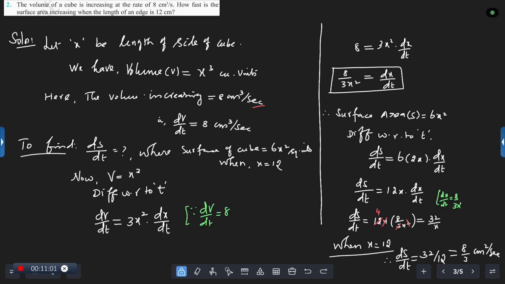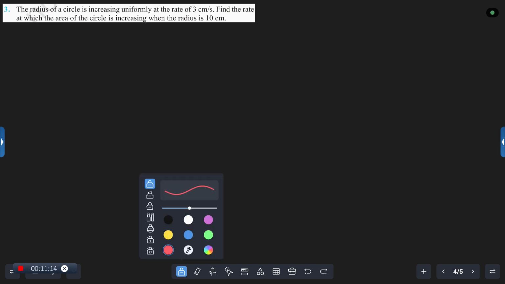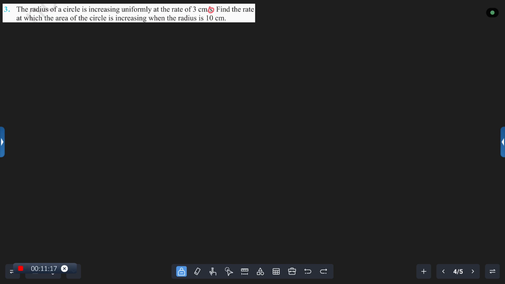Question number 3. What is the third one, Kanna? The radius of a circle is increasing, correct? What are they given? Centimeter by second. What is the meaning of that? With respect to time. And then dr by dt is given. Find the rate at which the area of the circle is increasing when r equal to 10 centimeter.